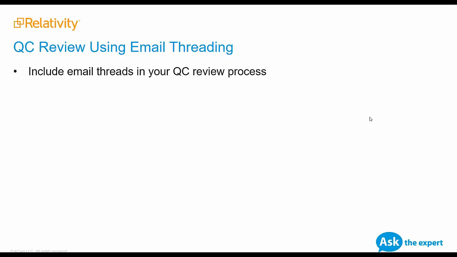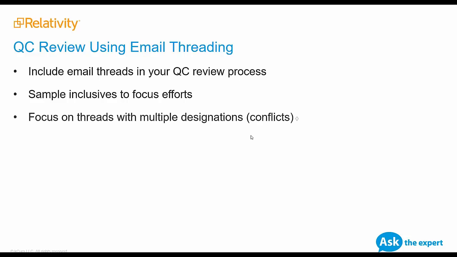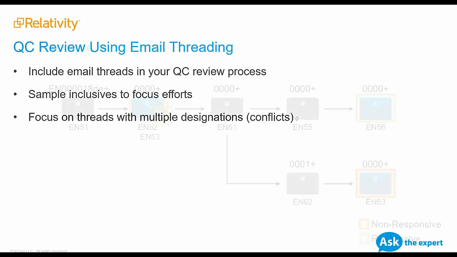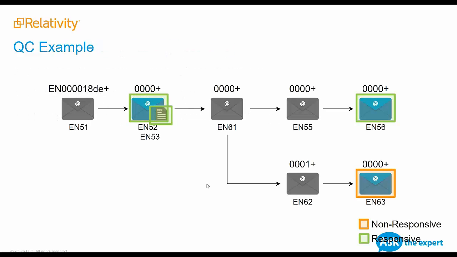Email threading in general, you can weave into your QC review process, however you have that process structured. Include email threads in the documents that you're reviewing in your QC or your overturn analysis. You could sample inclusive documents to focus your QC efforts on just those inclusives, and then again, like we saw, focus on those threads with the potential coding conflicts as part of your QC review. And so, of course, this is the kind of thing we're looking for, that kind of conflict.